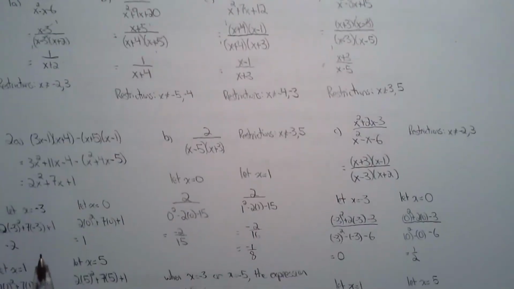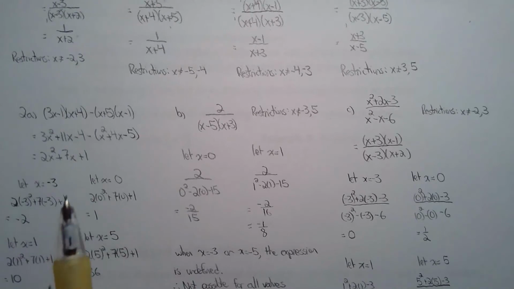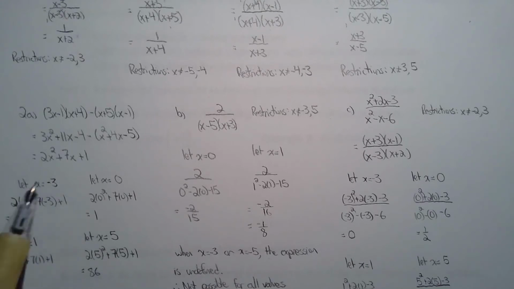For question 2, for 2a, I expanded and simplified, and then let x equal -3, 0, 1, and 5. And they're all possible because why not, right? It simplifies to 2x squared plus 7x plus 1. That's just a regular polynomial expression, no restrictions at all.